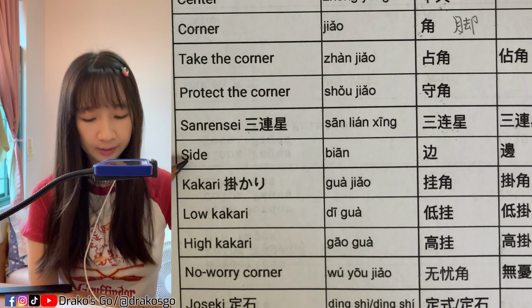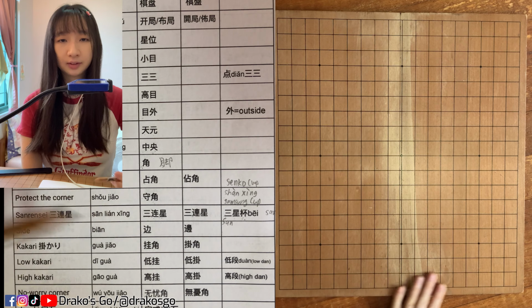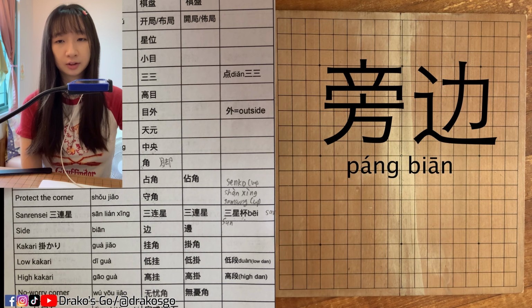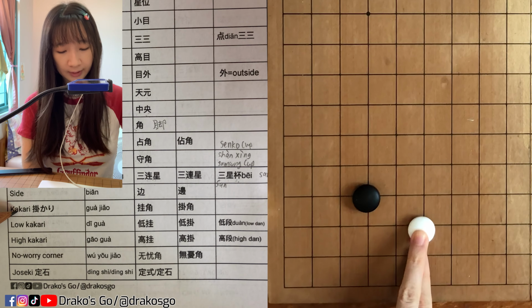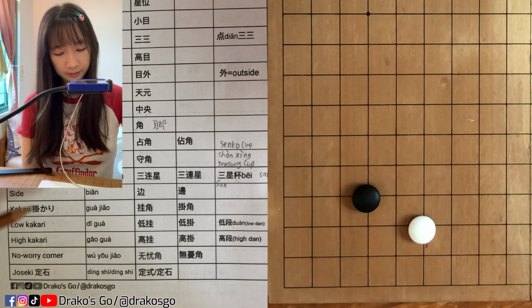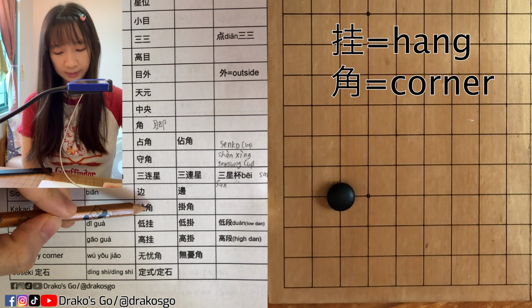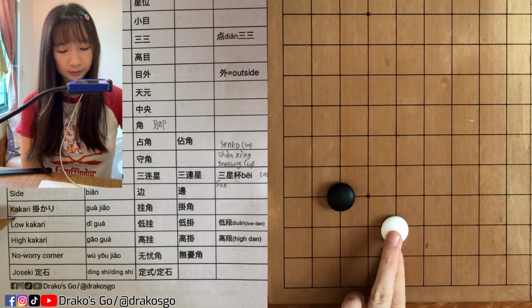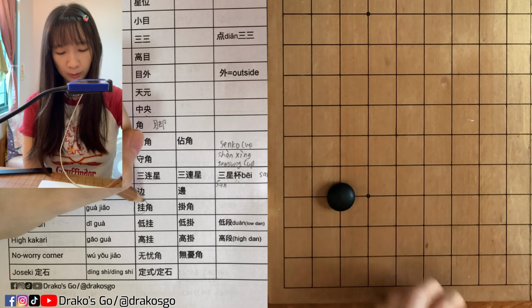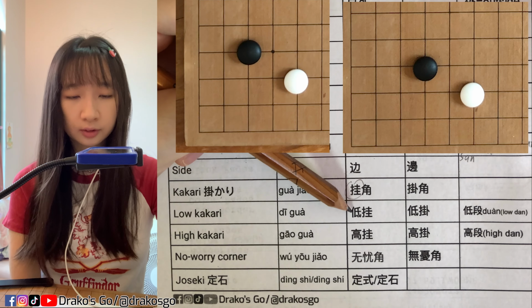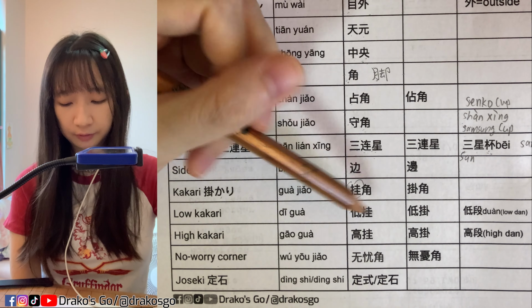So when we say the side, like the side of the board, we say 边. So 边 means side. This is also often used in normal conversation. For example, if you want to say side, sometimes we say 旁边. So kakari is 挂角. Kakari, 挂角. So we want to say low kakari, we use the same word, the 挂. 低挂. So 低 means low. 低. And now we can expand further.